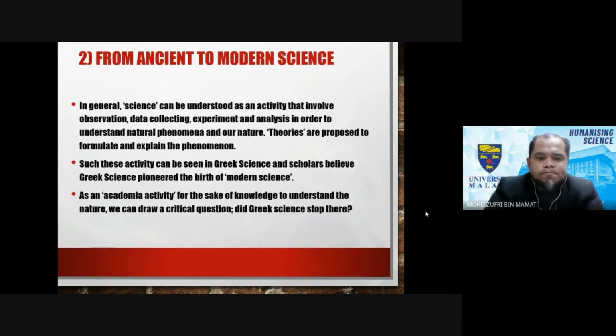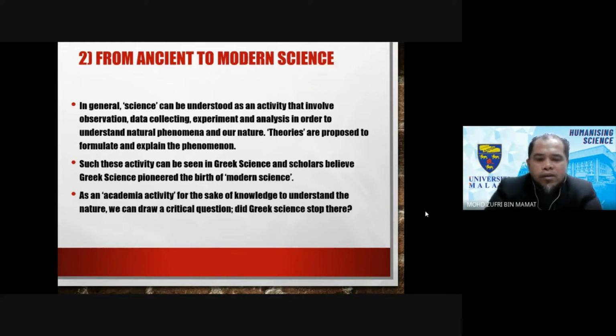The second part of my presentation is I will touch on the progress of science from ancient to modern science. We already have the basic information regarding the relationship between science and technology, which in the early stage existed on its own. And finally, we can see that science and technology complement each other.